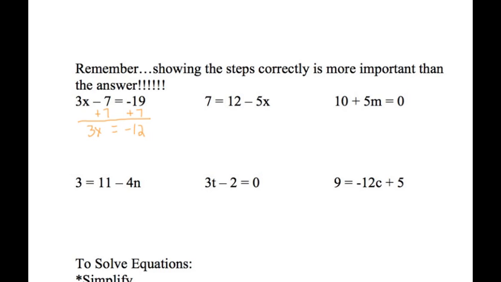Next step, undo timesing by 3. So divide both sides by 3. x equals a negative divided by a positive is negative 4. Again, check your work, not so much the answer.